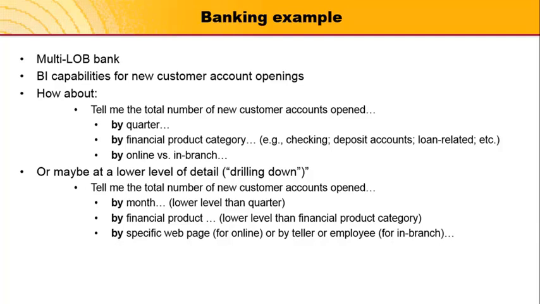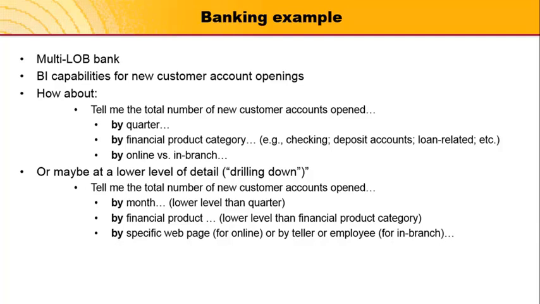Same thing for the financial product category. We want to look at specific financial products. So checking account type 1, checking account type 2 that pays interest, checking account type 3 that doesn't have fees if you have a minimum balance that you maintain, whatever it is, and any number of deposit accounts and any number of credit cards and mortgages and private loan accounts. Whatever it is, we want to look at the details of all of our financial products.